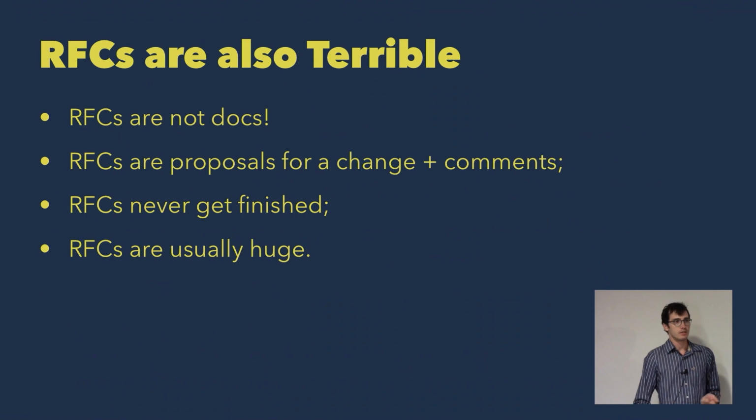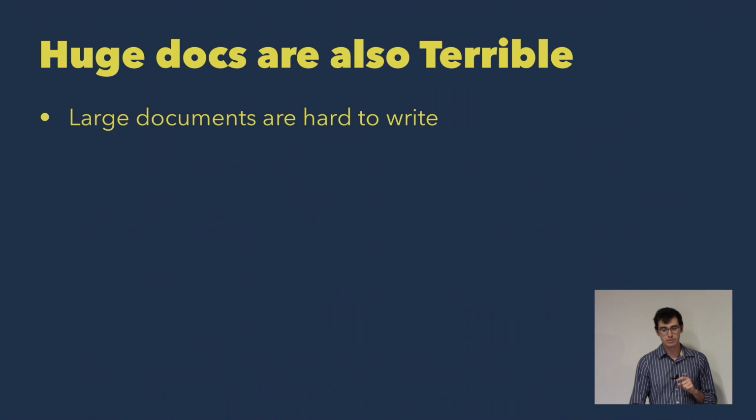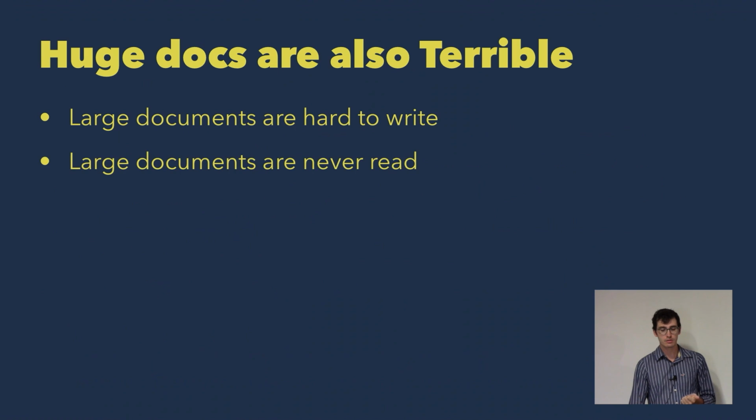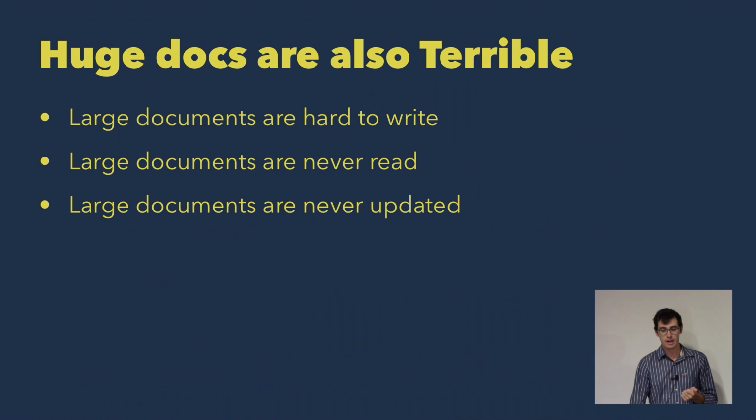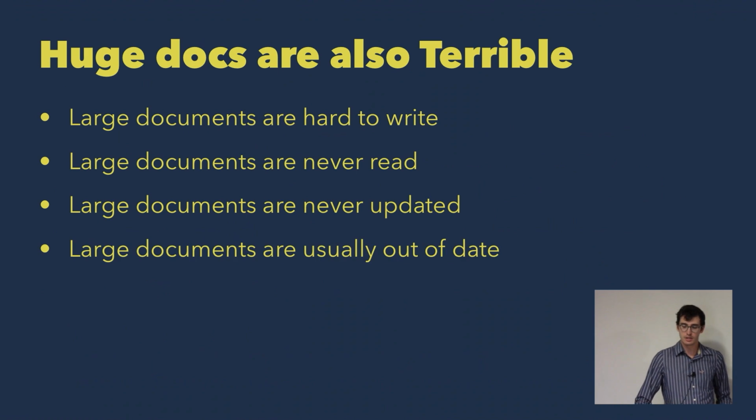RFCs are usually kind of big too, right? You just want to get every possible idea out there so that people can weigh in on what the best one is and give their opinions. And then there's also tons and tons of comments on RFCs. And that makes them huge. And huge docs are also terrible because large documents are hard to write. There's a lot of writing to do. They're pretty much never read. The longer it is, the less likely you are to read it. They're hard to update if they're large, and they usually get out of date pretty quickly if they have a lot of content in them.